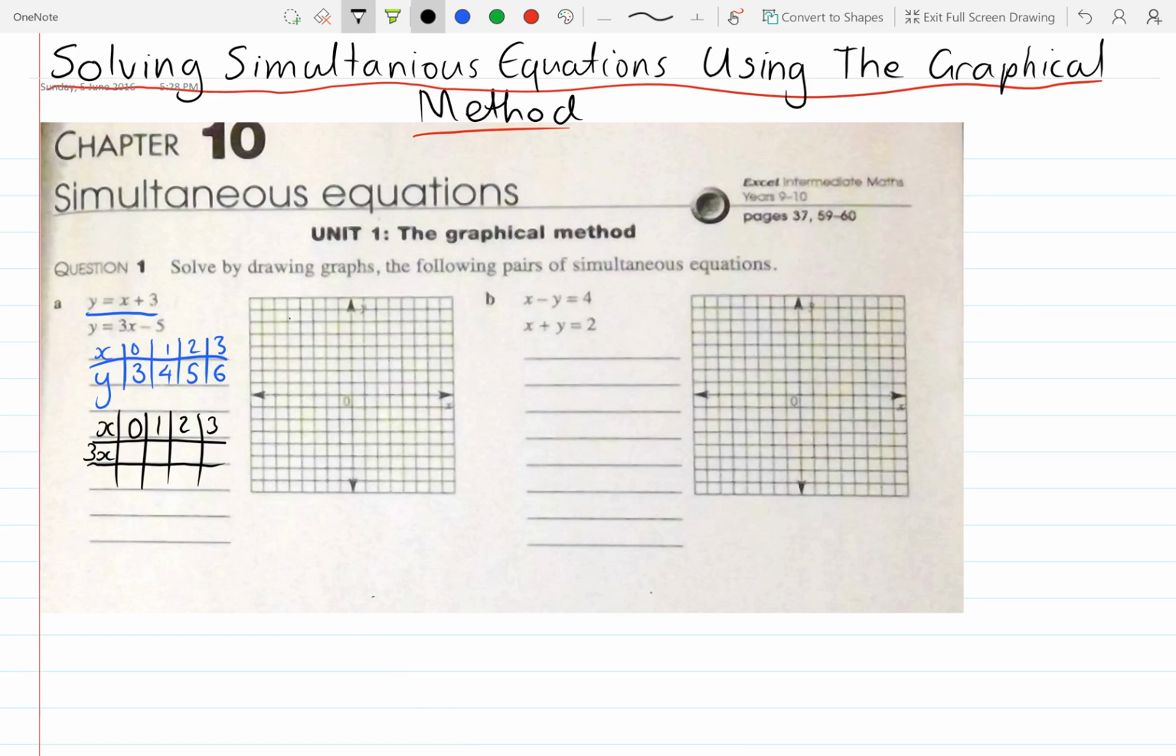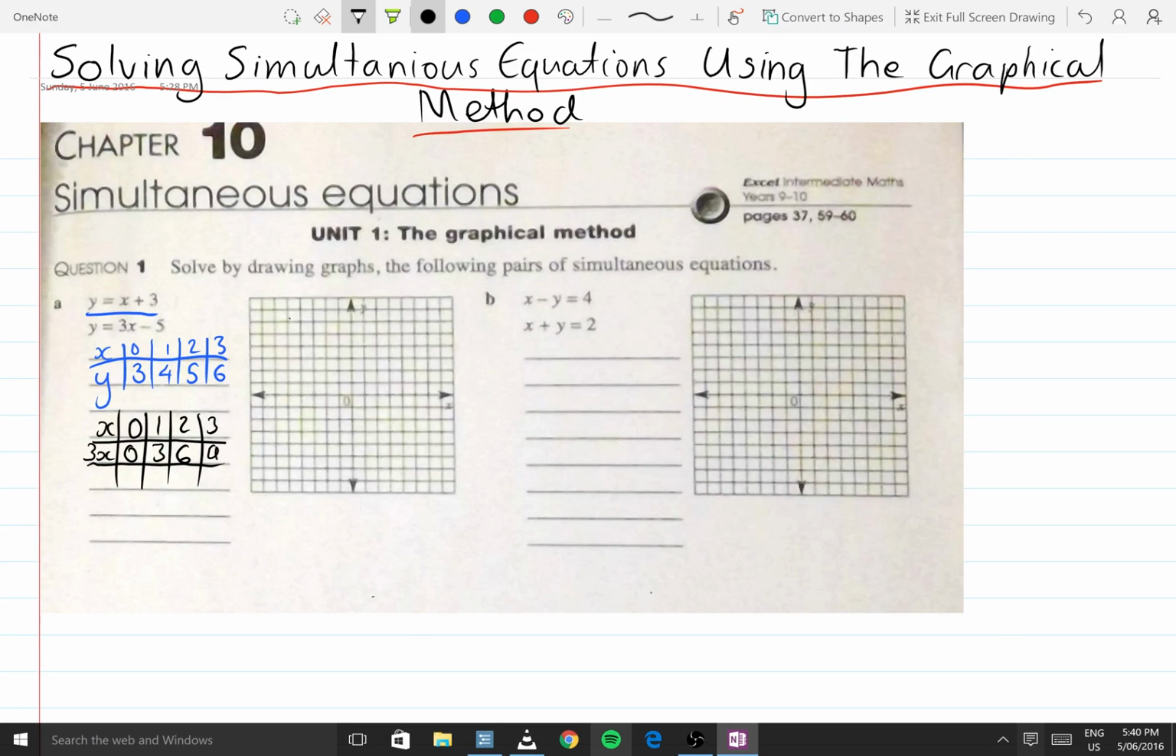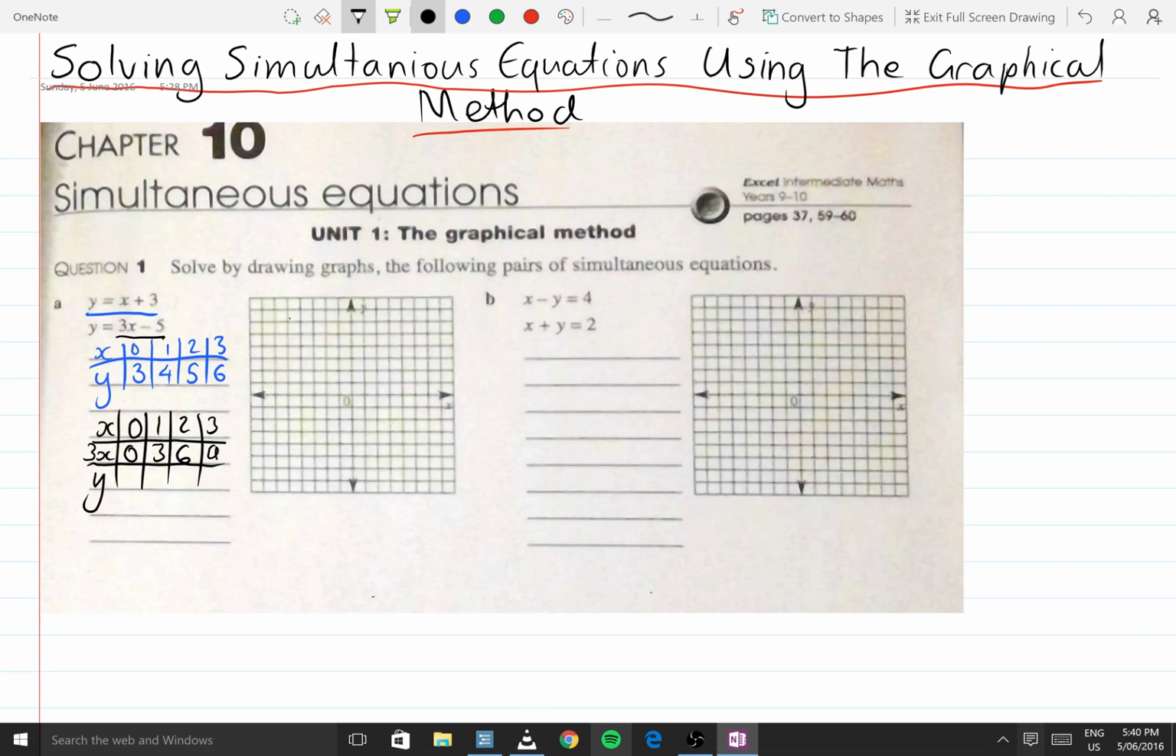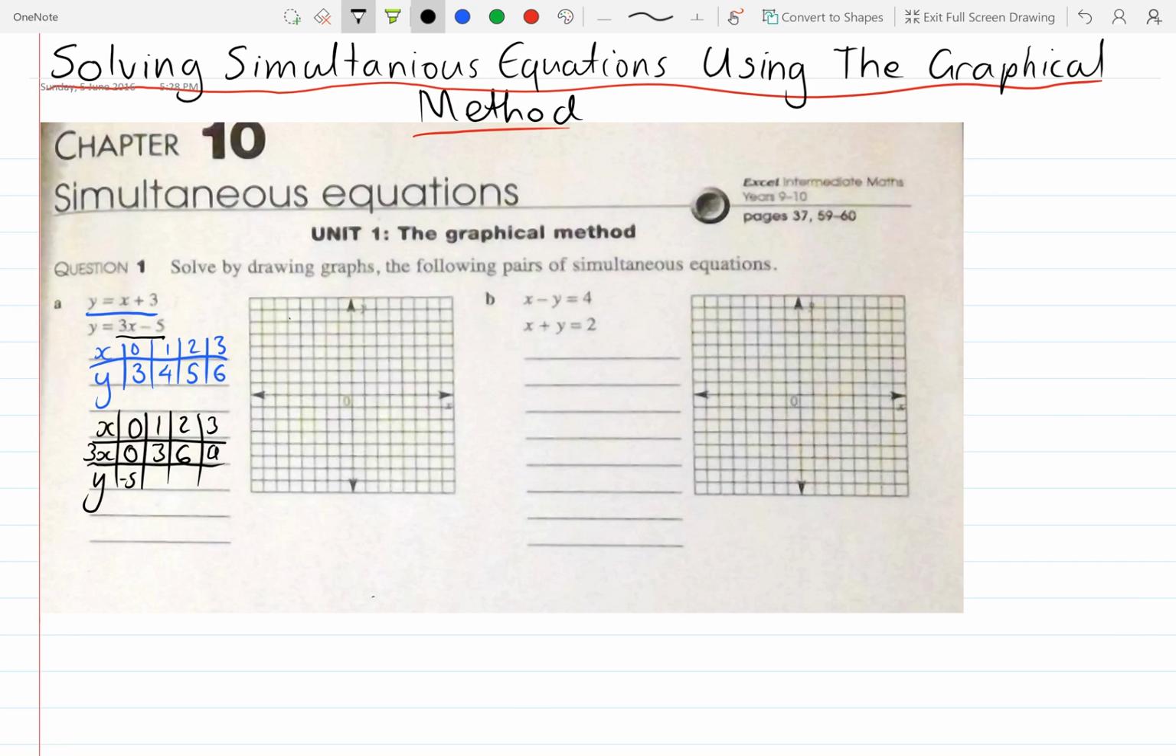3x. So 3 lots of 0, 0. 3 lots of 1, 3. 3 lots of 2, 6. 3 lots of 3, 9. Then take away 5. So this is going to be our y value. We've already done the 3x part, and now we're just going to take away the 5. So nothing take 5, minus 5. 3 take 5, minus 2. 6 take 5, 1. Proper 1, not minus 1. And 9 take 5, 4.